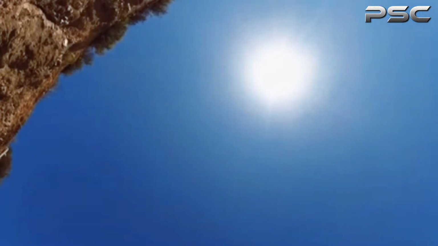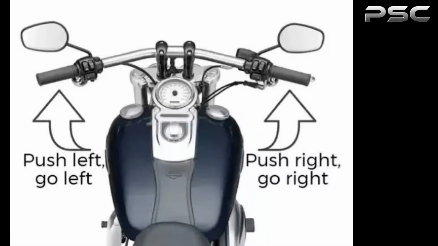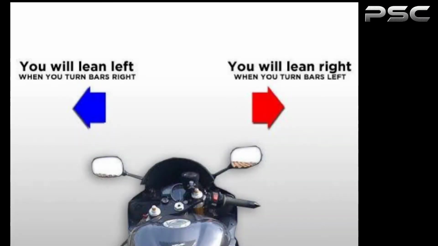The rider failed to understand the concept of countersteering. To turn right at speed, push the right side of the handlebar, and to turn left at speed, push the left side of the handlebar. Why? Because when you steer in either direction, you drive the front wheel out from the motorcycle's center of gravity, making it lean in the opposite direction.